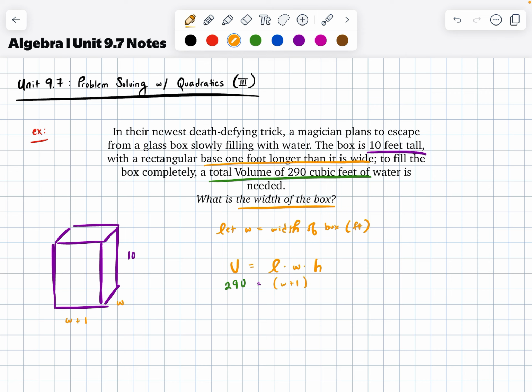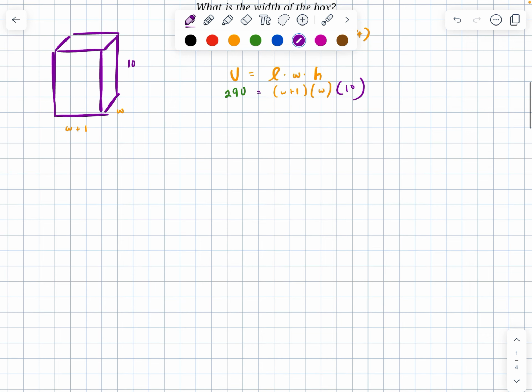Now all that remains to do is to slot everything into place. Well, my volume is 290. I've identified my length as W plus 1. Multiply that by W and by the 10 for my height. And there's my equation. Now, if you haven't already, give yourself a couple of minutes. Let's solve this equation for W. If you're still watching, I'm going to assume that that means that you have already done your due diligence and solved for W. Let's do it now together.